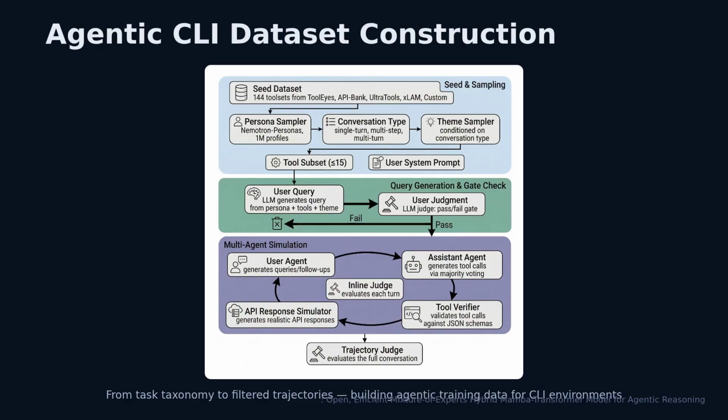This diagram shows the construction of the agentic command line interface dataset. Starting from a taxonomy of 24 action types, tasks were generated and filtered, then trajectories were distilled from high-performance open-source agents interacting with real CLI environments. The result is training data that teaches multi-step reasoning, long-horizon execution, and autonomous tool use.